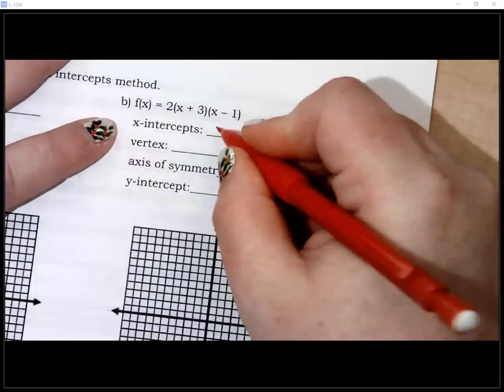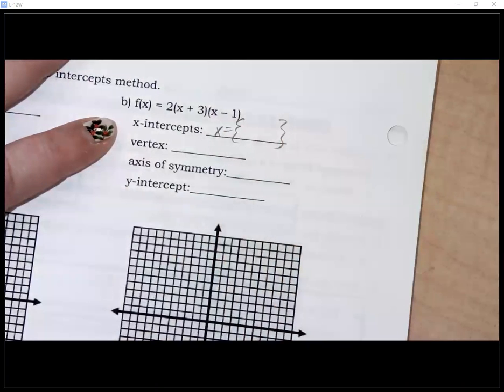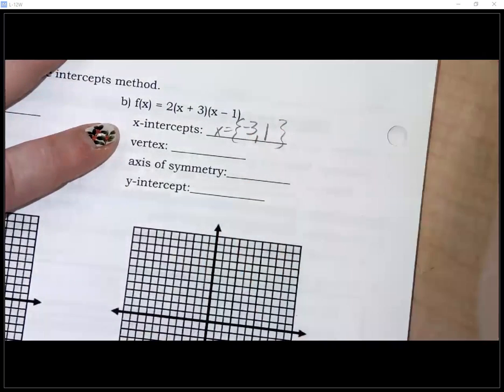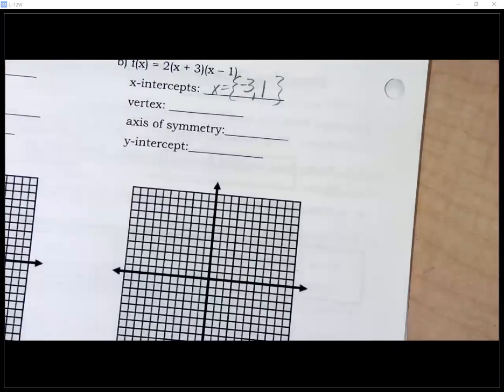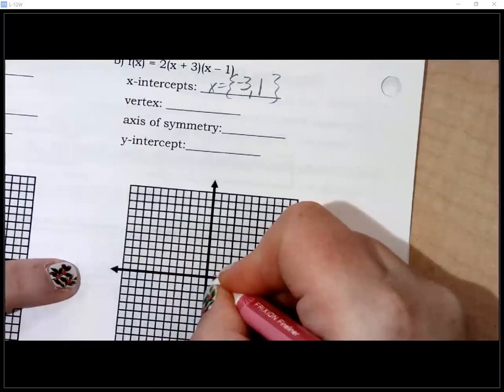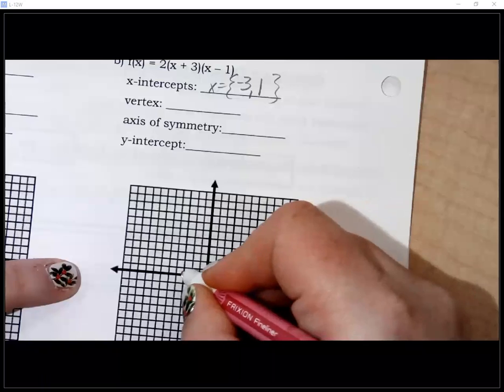You know this answer. They already gave it to you in factor form, so even nicer. I didn't even have to do that first step. You know what the x-intercepts are. What are they? -3 and a +1. I'm going to plot that on my graph. Remember, that is not an ordered pair, for the love of math. Those are just a list of my answers. So +1 is one of my x-intercepts, as is -3. There they are.